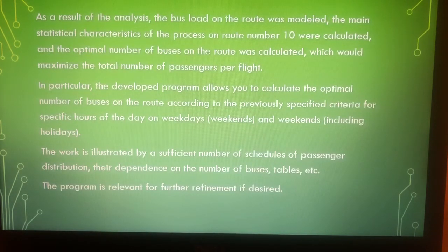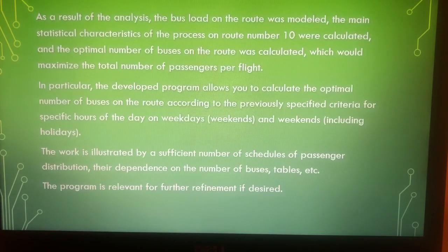As a result of analytics, the bus load on the route was modeled. The main statistical characteristics of the process on route number 10 were calculated, and the optimal number of buses on the road was calculated, which would maximize the total number of passengers per flight. In particular, the developed program allows you to calculate the optimal number of buses on the road according to the chosen criteria for specific hours of the day, on weekdays, weekends, and weekends including holidays.